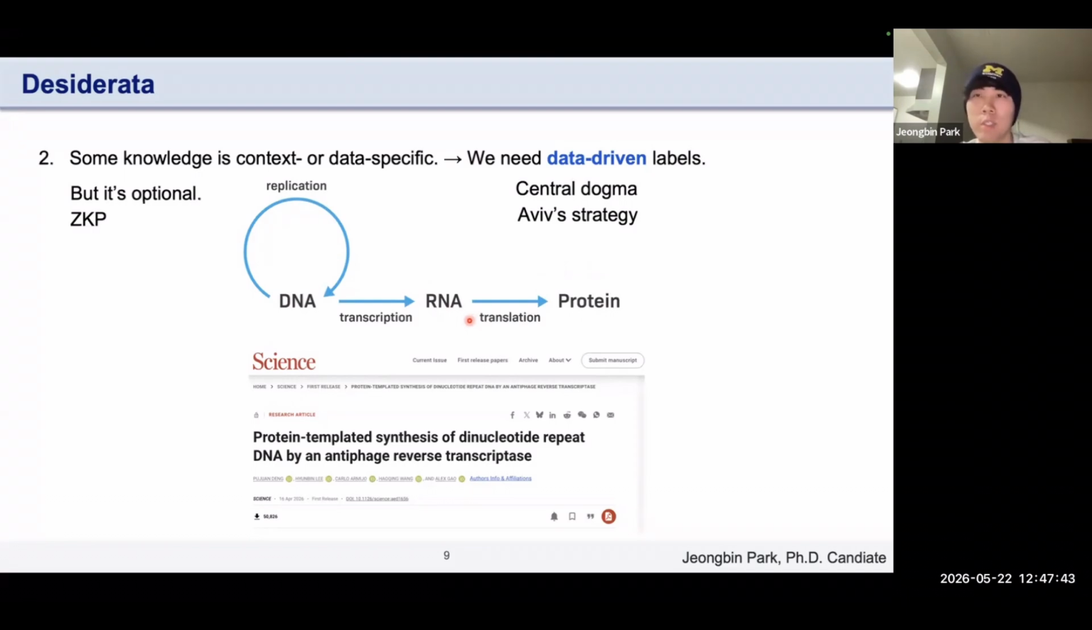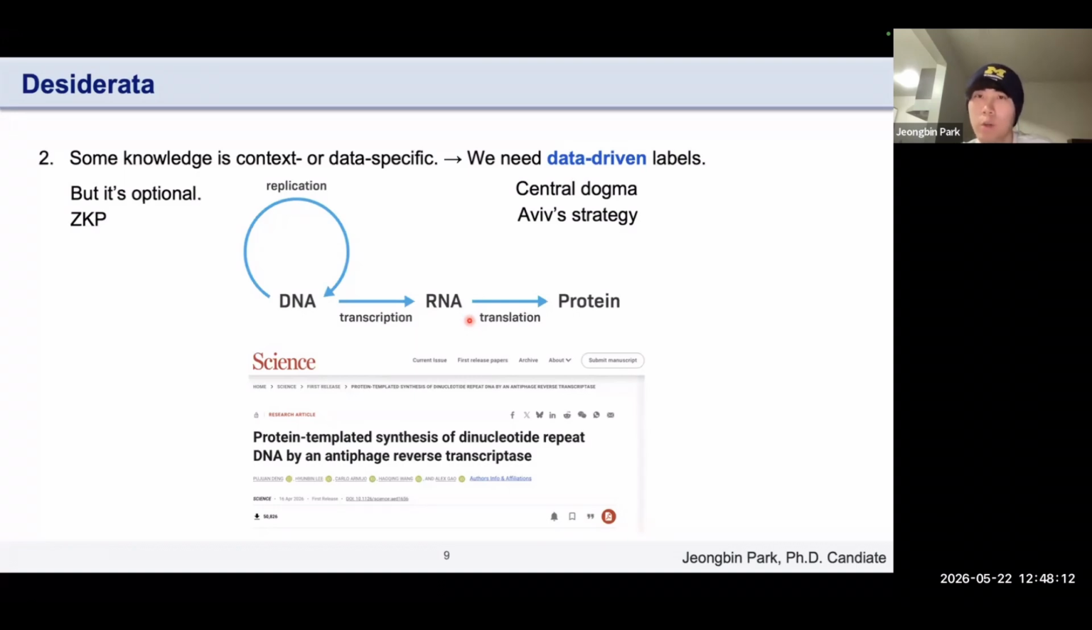So that is actually Aviv Regev's strategy, the vice president of Genentech, to do some causal inference. Actually, causal inference is a very popular concept these days. Many people, computational biologists or machine learning engineers, are talking about causal inference, and they use their own different priors. And Aviv Regev is using the central dogma as a prior.